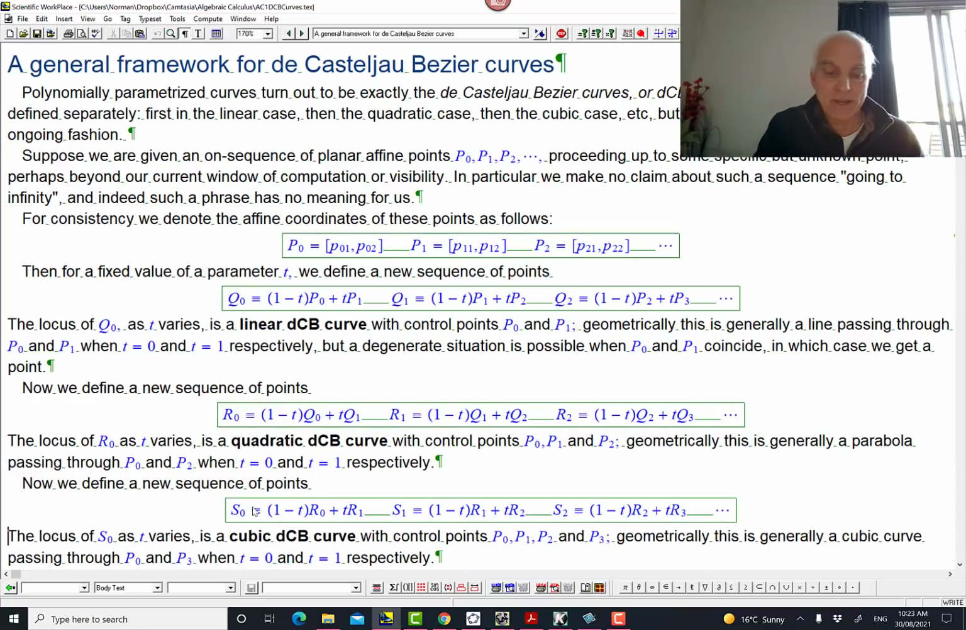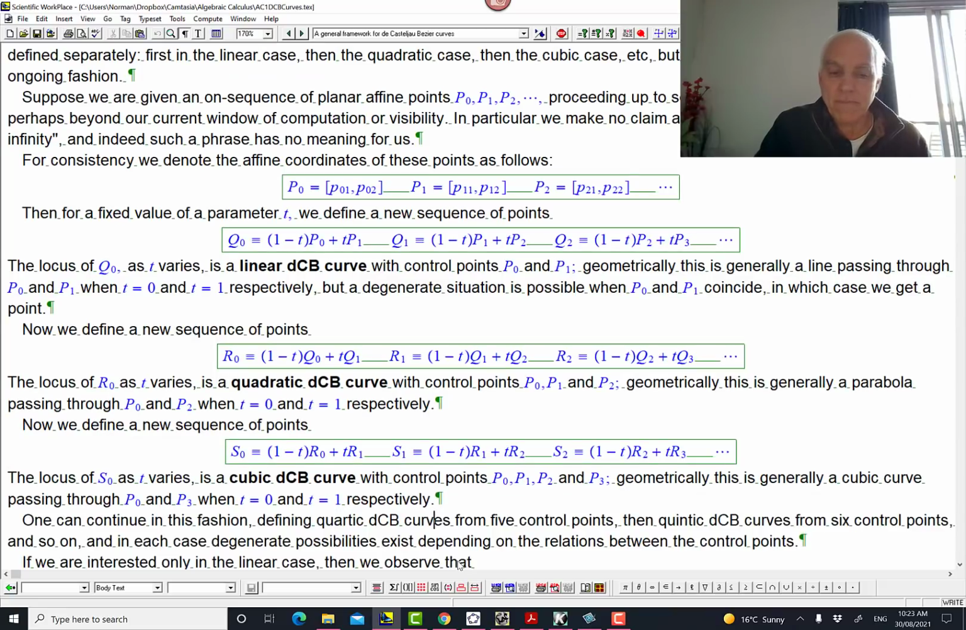Okay, and then we can keep going. Once we have the R points, then we can get the S points formed exactly the same way, combinations of the R points that we've just obtained. And then the locus of S0 as t varies is a cubic DCB curve, now with control points P0, P1, P2, P3, because those are the control points that figure in the expression for S sub 0. So one can continue in this fashion. You can create quartic DCB curves from 5 control points, then quintic DCB curves from 6 control points, and so on.